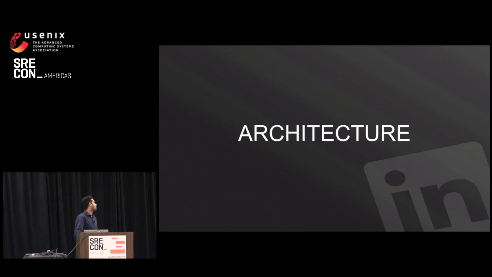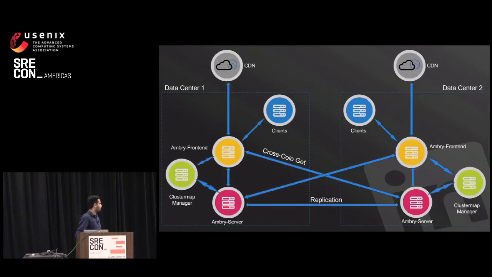Let's take a look at the architecture. The architecture is pretty simple. It has just three main components. You don't have to get intimidated by what I've put here. There are just three main components: the front end, the Ambry server, and the cluster map. These three interact with each other, and that's pretty much what Ambry does.